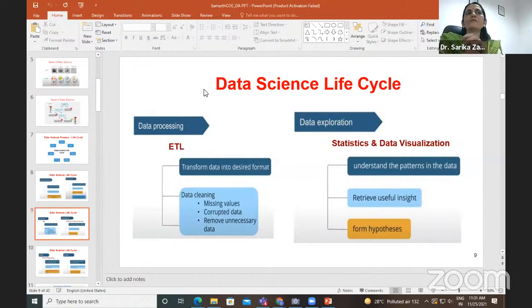So this is all about the data cleaning. Then statistics and visualization. See, here actually the role of data analyst comes.